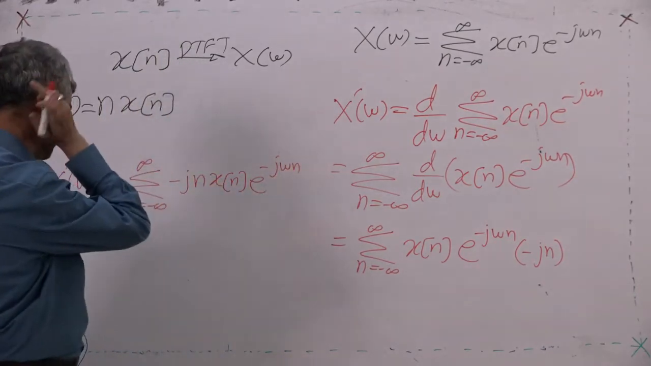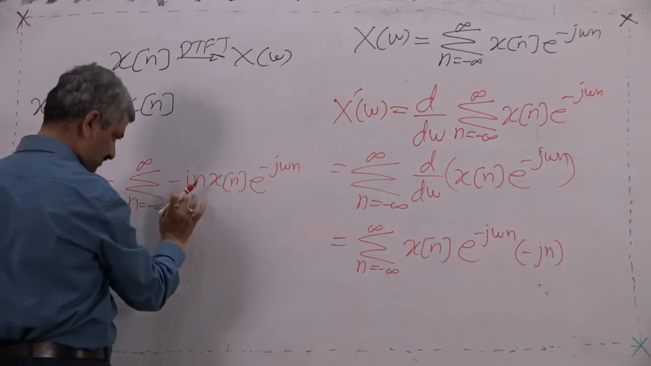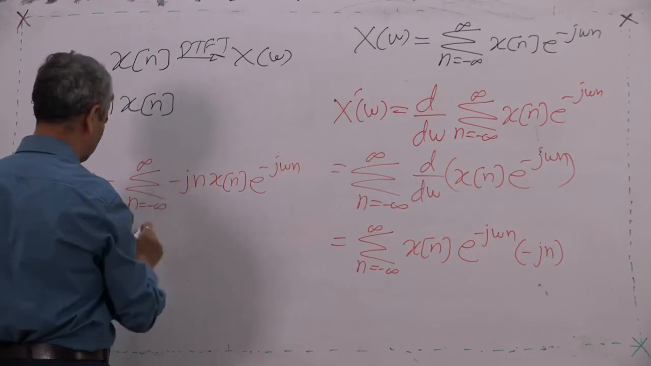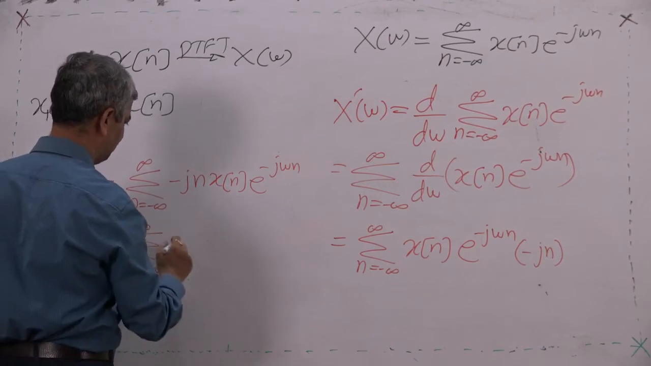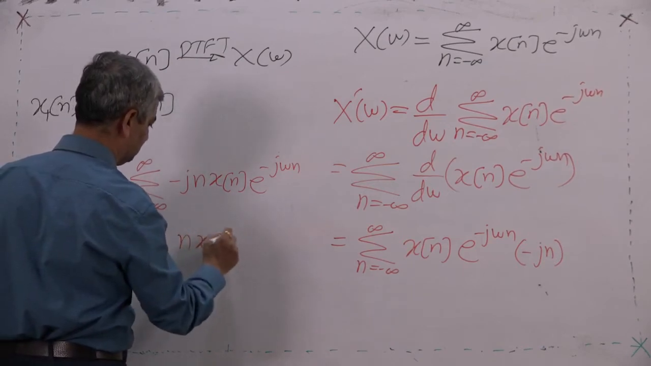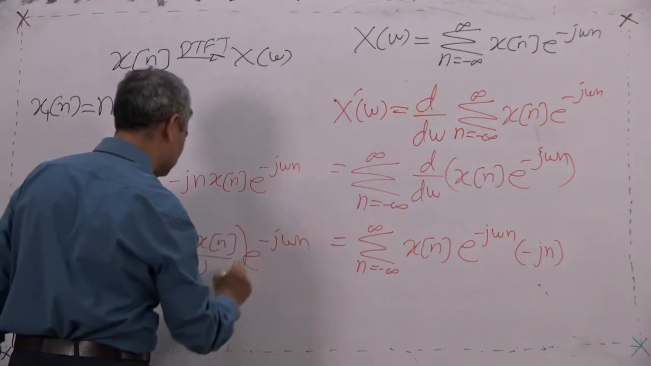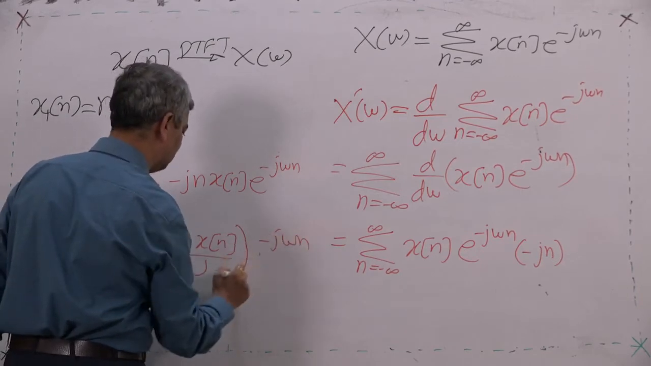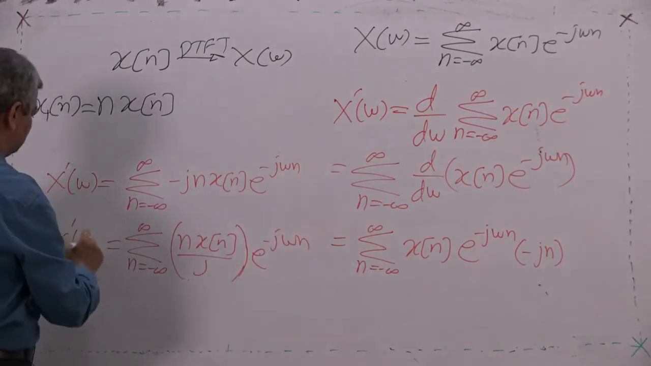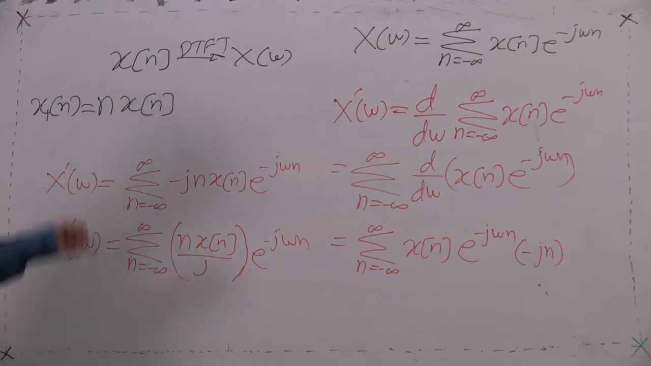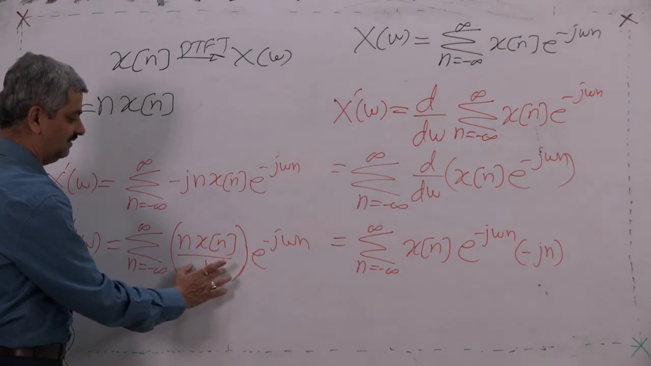Now, I multiply numerator and denominator by j. When I multiply the numerator, j square is minus 1 and minus 1, so it is 1 upon j. So the summation for n equal to minus infinity to infinity of n x n upon j e raised to minus j omega n. So what is this? I can say that x dash omega, that is the derivative of x omega, is the DTFT of this sequence, which I can say x1n.